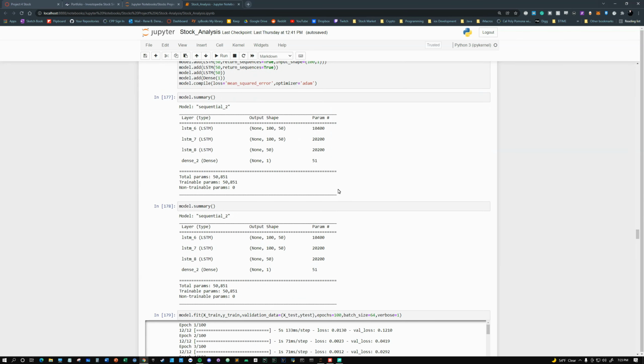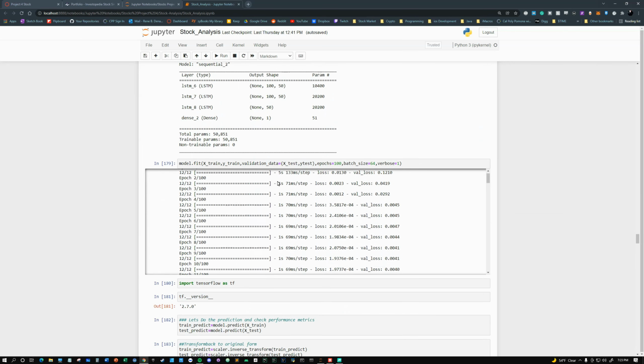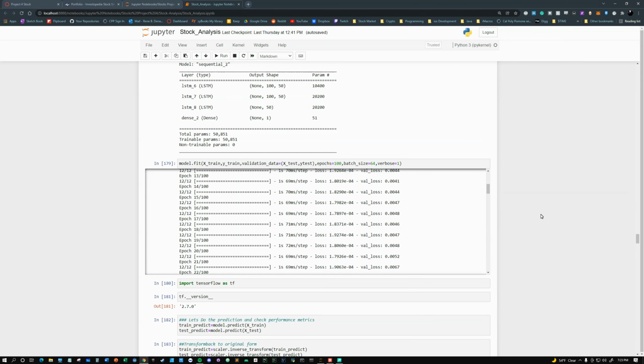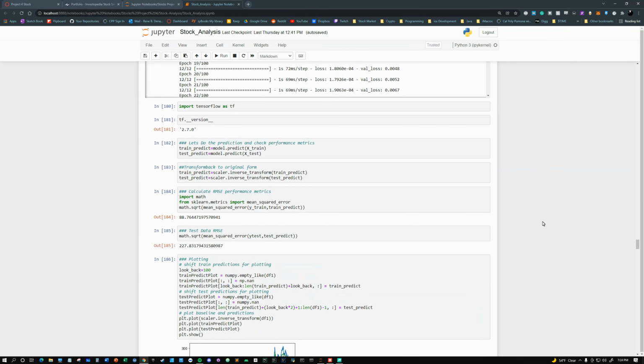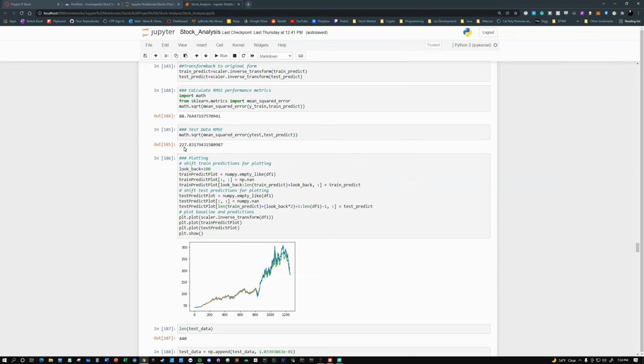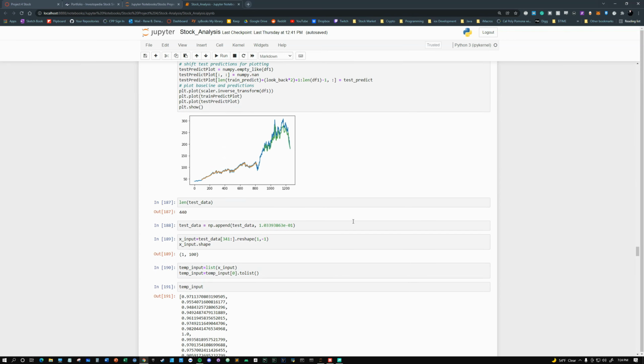Here we essentially create the model and get a breakdown of the sequentials. Here we actually train it. Here I believe we use 100 epochs. So we do a prediction check, and we transform it back to the original scale, and then we calculate the RMSE, which was 88.76. Here we output the test data for the RMSE, which turned out to be 227.83.